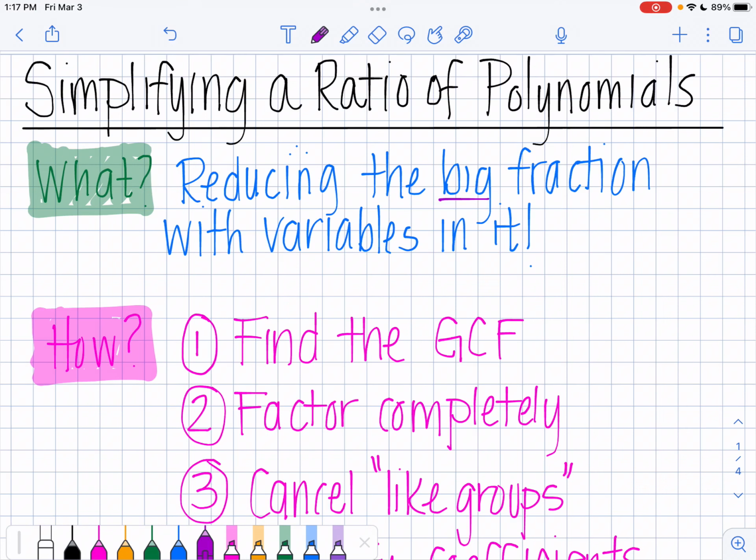Hi there! In this video, we're going to talk about simplifying a ratio of polynomials. So what does that even mean? Basically, it means we're going to be reducing the big fraction with variables in it. So here's kind of the steps.